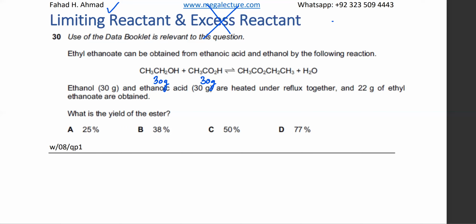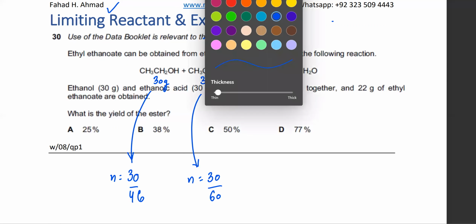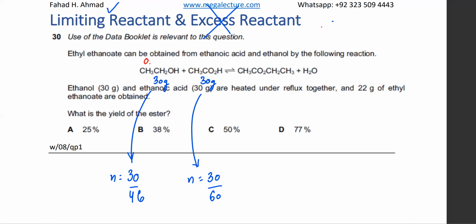So find the moles of both. What would be the moles of this? Moles would be mass divided by MR, so it's going to be 30 divided by the MR of ethanol, I think it is 46. You would have to check: 2 carbons, that's 24, plus 1 oxygen, plus 6 hydrogens. And ethanoic acid moles are going to be 30 divided by 60. So we can find the moles: 30 divided by 46, so the first one is 0.5652 moles. And the second one is obviously 0.5 moles.